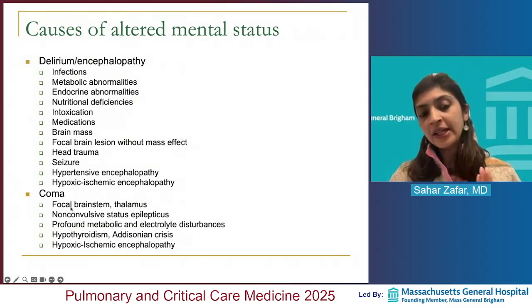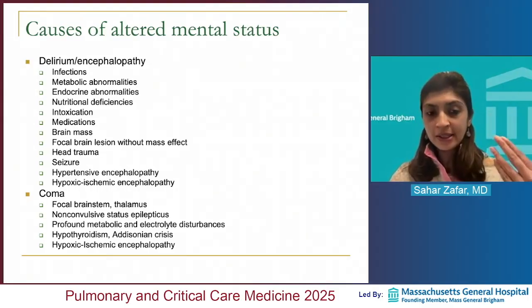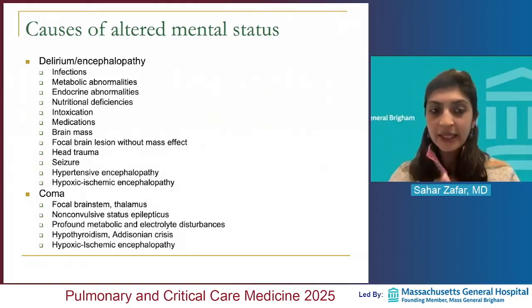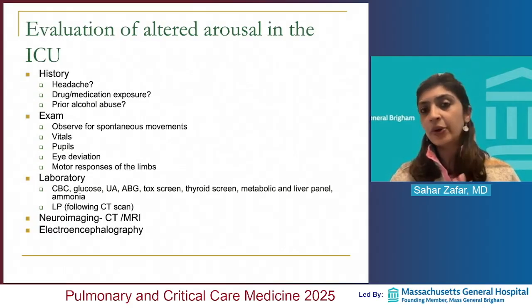I think one of the key things to know is for patients that are comatose, a stroke or a unilateral lesion doesn't typically result in coma. It either has to be bilateral or it has to be a brainstem region that results in coma when it's a structural lesion, non-convulsive status epilepticus, and then of course endocrine abnormalities. So it's an extensive list. And the key really is, how do we work them up?